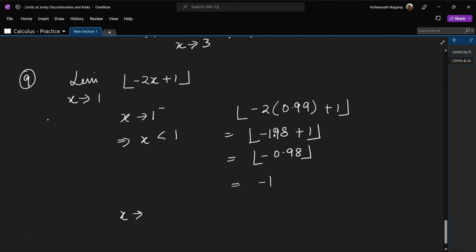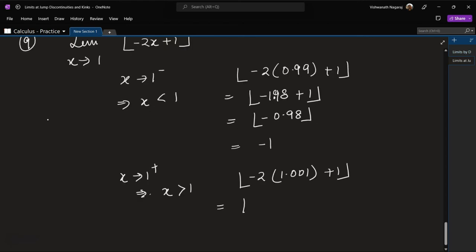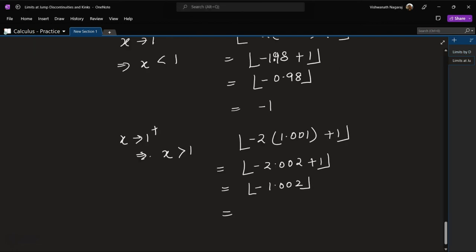Now x approaches 1 from the positive side, implies that x is greater than 1. So let's take a value which is greater than 1. So minus 2 times 1.001 plus 1, which is equal to minus 2.002 plus 1, which is equal to minus 1.002. And the floor of this is going to be minus 2.